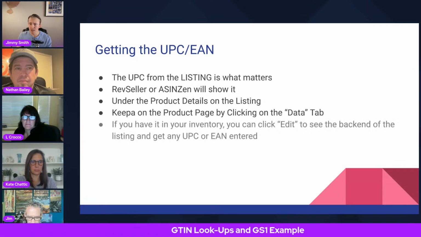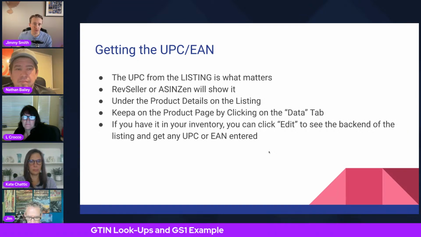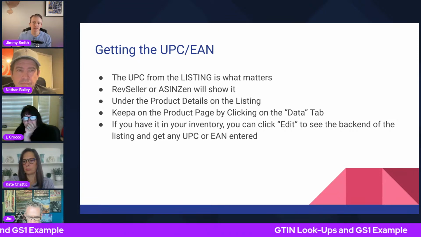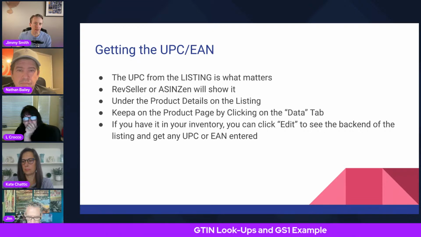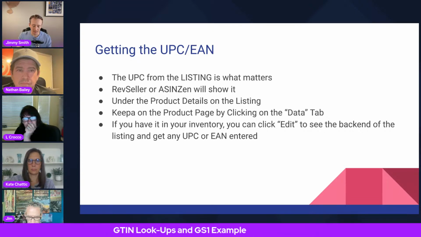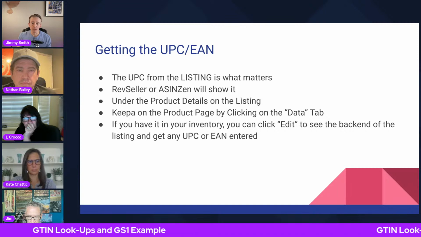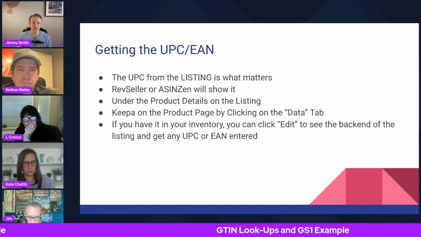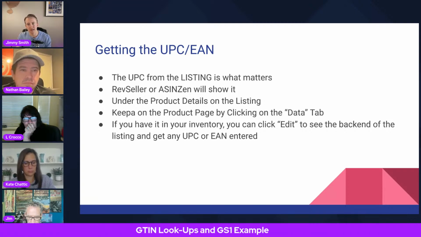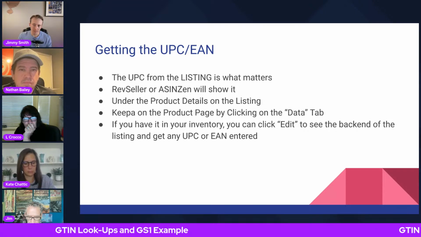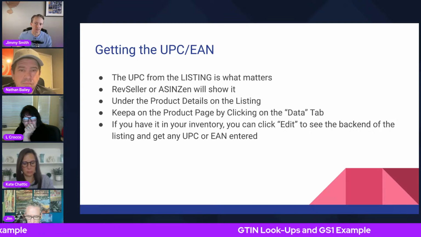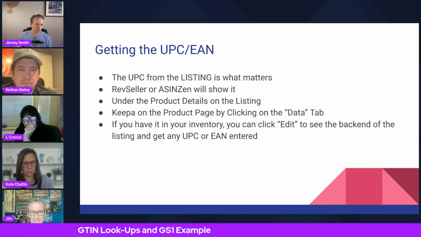And then if you have it in your inventory already, which you should, if you're looking at your existing listings, you can click edit to see the back end of that listing, and you can get any UPC or EAN that was entered in the back end of that listing. That requires a couple extra steps. You can't do this if you're sourcing because you don't have it in your inventory unless you added it to your inventory and went into the back end to look for it. But ultimately, the first three options here, RevSeller, ASIN, product details, or Keepa, all of those should be the places that you can check to see if there is a UPC or an EAN.